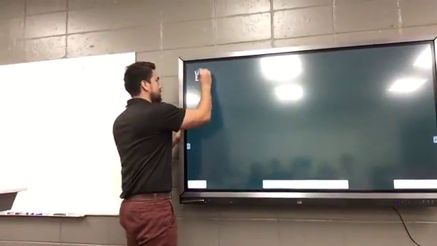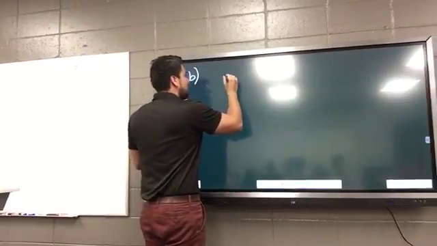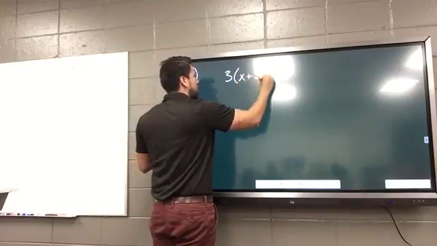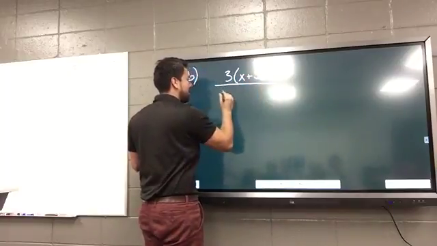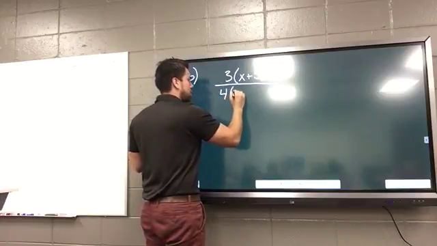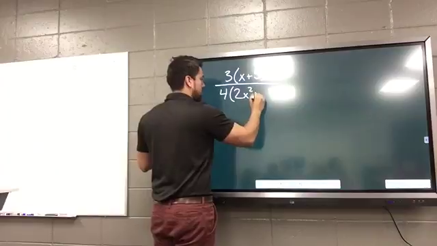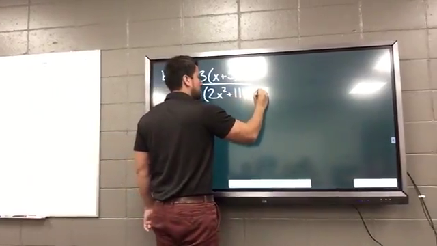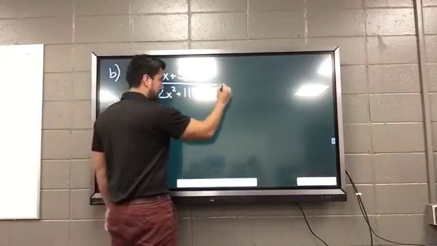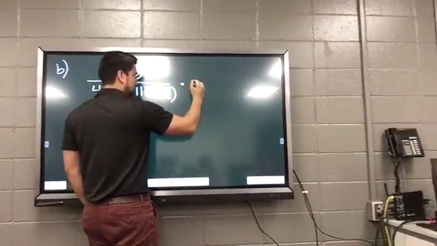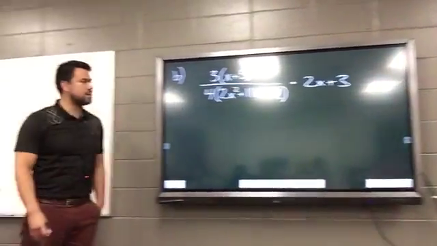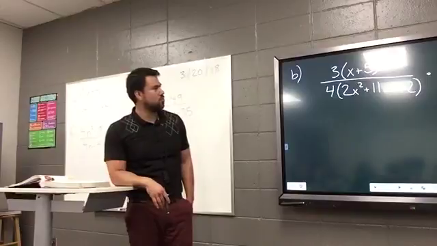Can someone read for me B? Benton, read B for me on that example 2. Numerator 3, parentheses, x plus 5. And then 4 times, and then in parentheses, 2x squared plus 11x plus 12. And then parentheses, times 2x. Okay, so you're multiplying these two together, and you're like, what do I even do?